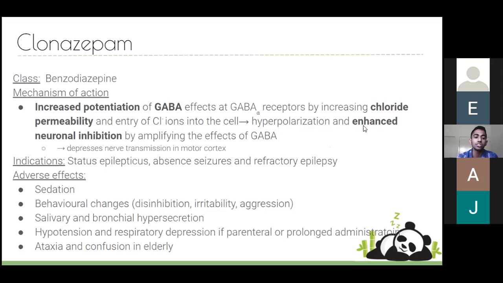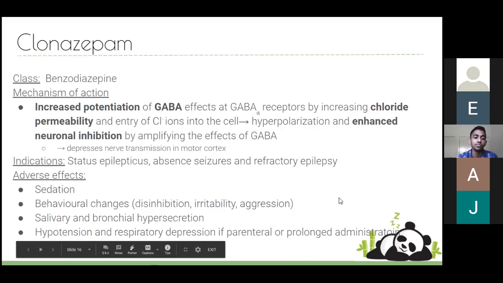And how is it going to do that? It's going to increase our chloride permeability. So it means the cell is more hyperpolarized, and it's less likely that a neural transmission is going to actually cross over into that next neuron. So instead of increasing the amount of GABA, it's just strengthening the effect of each GABA molecule, kind of. And we use this when things are really bad, when we've got status epilepticus or refractory epilepsy mainly. So that's when they're not responding to any other treatments.